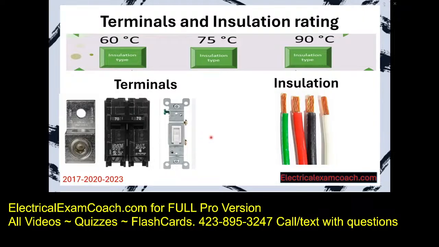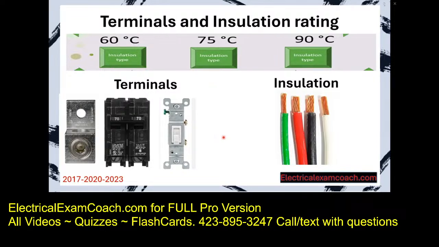But for right now, what I want you to remember is we're going to match the column that we used based off the terminals that the device is rated by. Regardless of what the insulation is, we can choose from whatever column that the terminals are rated by, unless modified by another code. Now let's lay some ampacity ground rules.